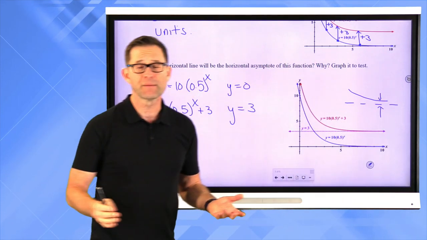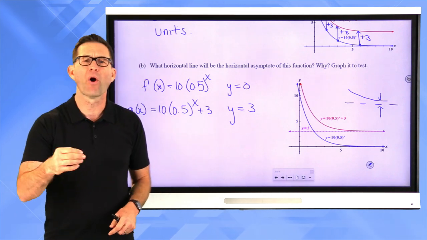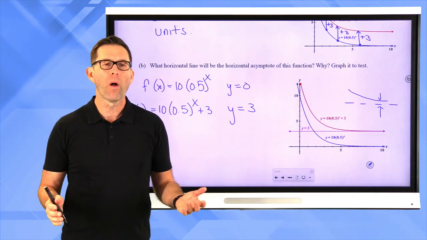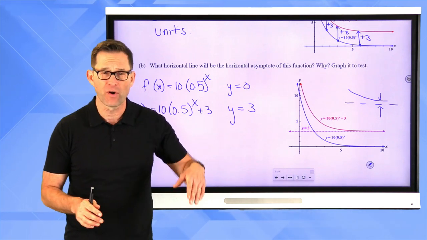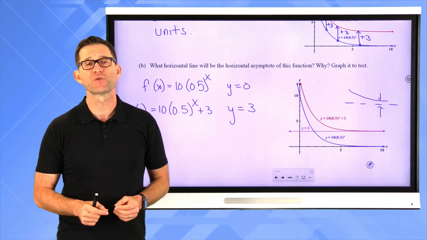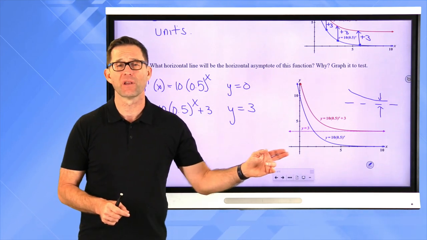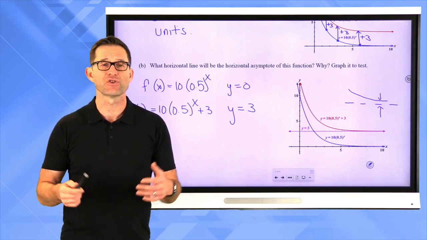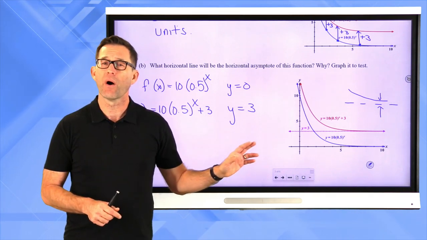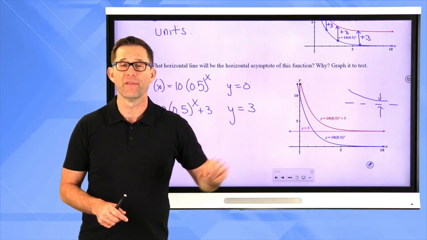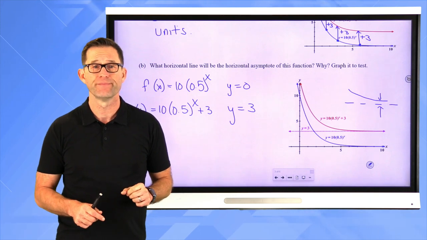Now, asymptotes are not actually part of the graph. They're not part of the function. They're sort of a wall, or better yet, a floor that the function is getting very close to but never touching. Therefore, asymptotes are almost always drawn in dashed lines, kind of like when you have an inequality and one of the lines isn't actually part of the inequality. So we oftentimes will draw asymptotes as dashed lines, which is why that's the case in this situation.